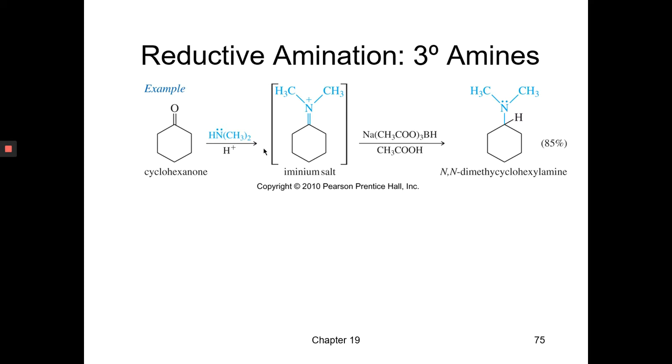To form a tertiary amine, we can start with a ketone, for example, react it with a secondary amine to form an aminium salt. And there's a special reagent that works for this. This is called sodium triacetoxyborohydride, and that adds a hydride to this carbon here.